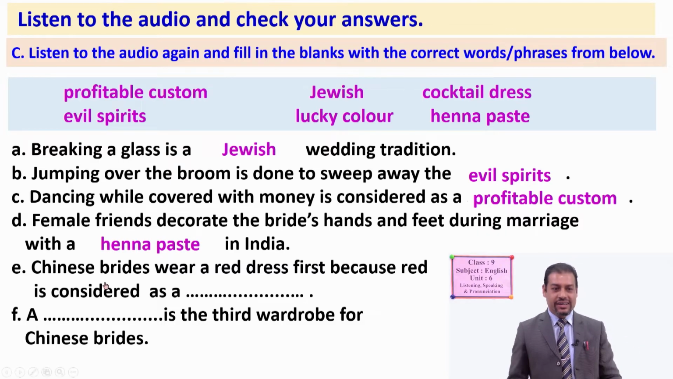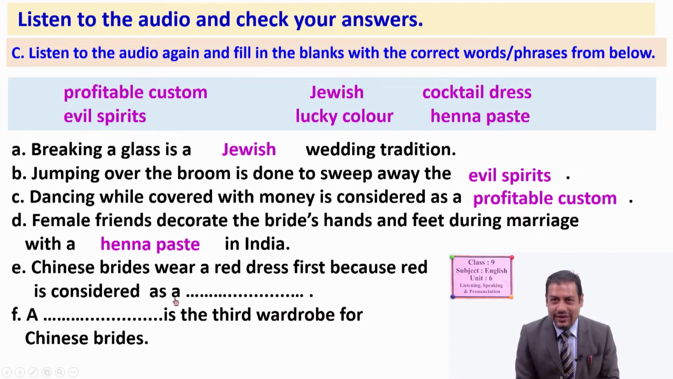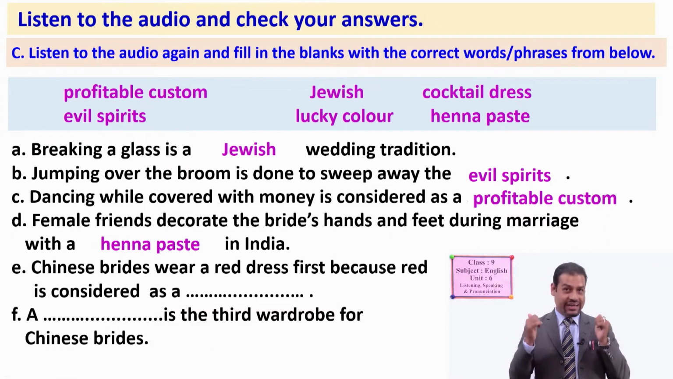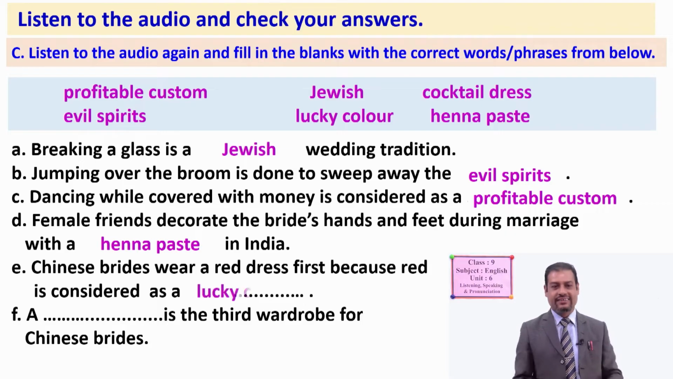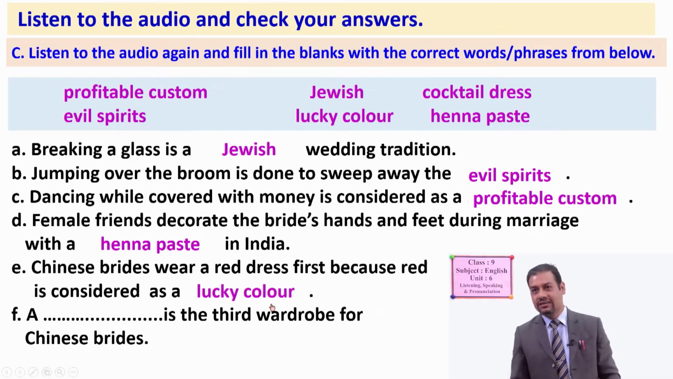Okay. Number E, Chinese brides wear a red dress first because red is considered as a... What's your answer? What have you written down there? Oh, again you are absolutely correct. That is lucky color.